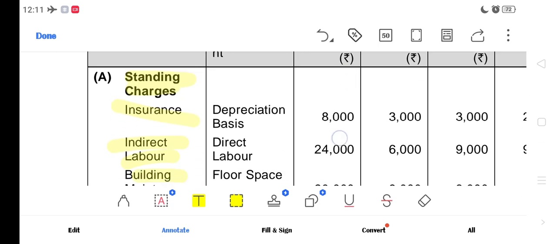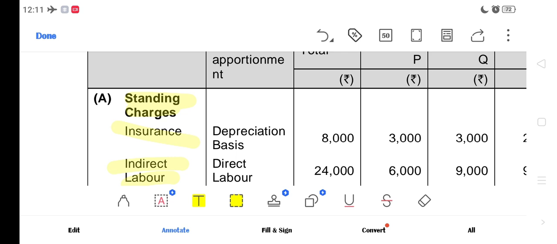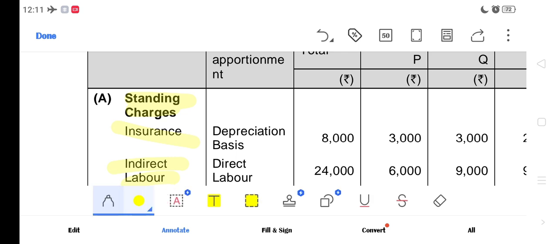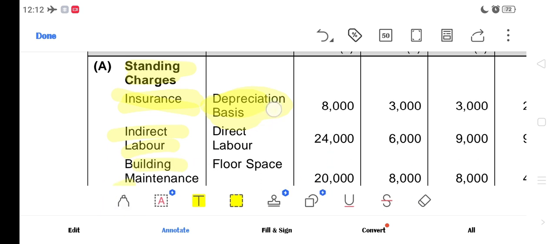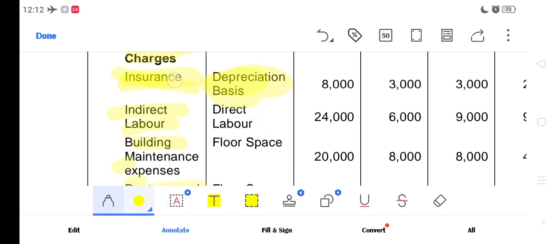Okay, so the question here is, for these expenses what apportionment basis we have to take. So for insurance he is going to take depreciation basis. For insurance of any asset, what is the apportionment basis, guys? Insurance is upon assets only, no? So depreciation is the appropriate basis. So we need to take the appropriate basis; an irrelevant basis you don't take. Okay, so for insurance it is depreciation basis.